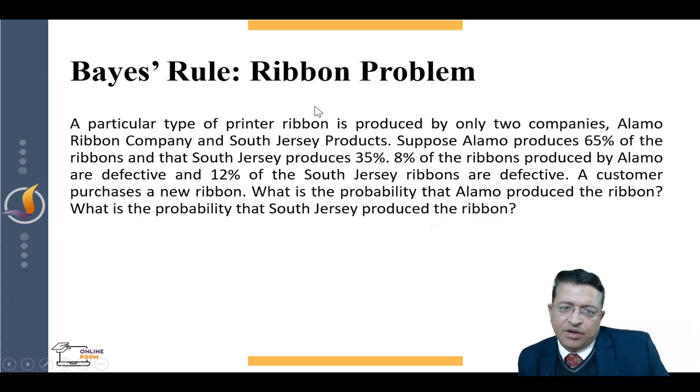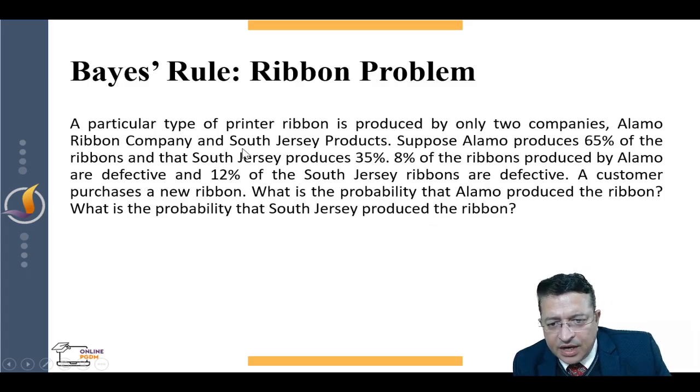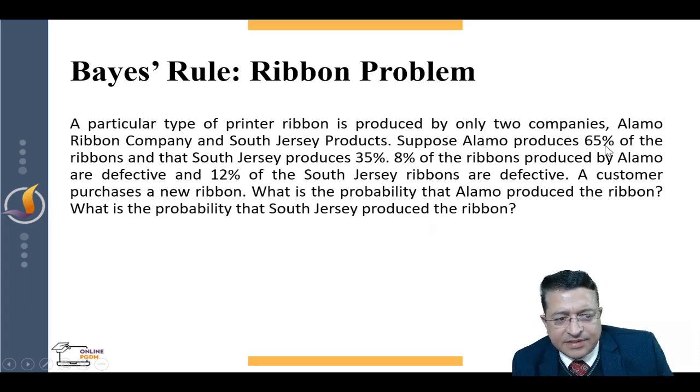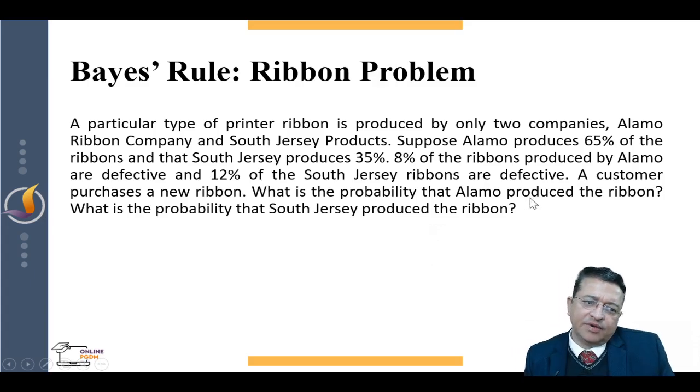For example, we have one situation: a particular type of printer ribbon is produced by only two companies, Aloma Ribbon Company and South Jersey Products. So suppose Aloma produces 65% of the ribbons and the other company produces 35%. And it is also noted that 8% of the ribbons produced by Aloma are defective and 12% of the South Jersey ribbons are defective, right?